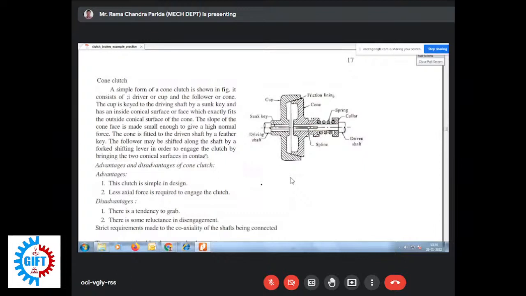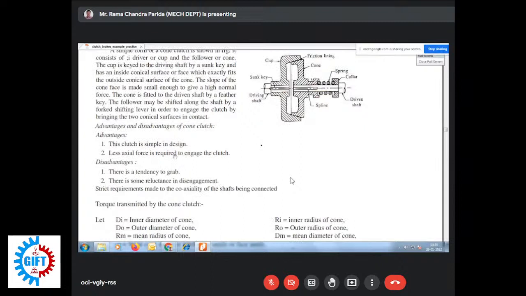In order to engage the clutch by bringing the two conical surfaces together. So here are two conical surfaces, one is the cop, another is the cone. One is connected to the driving shaft, another is driven. So the diagram you have to only remember, the diagram you have to only explain.